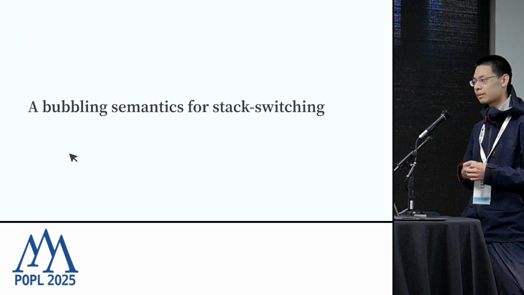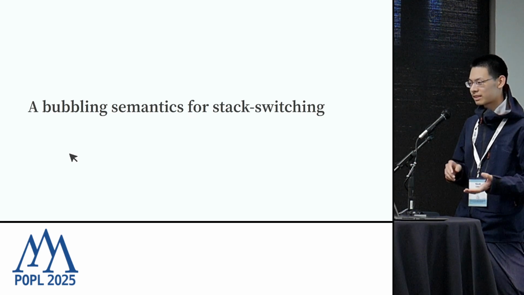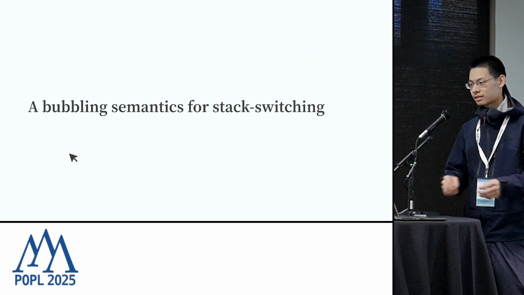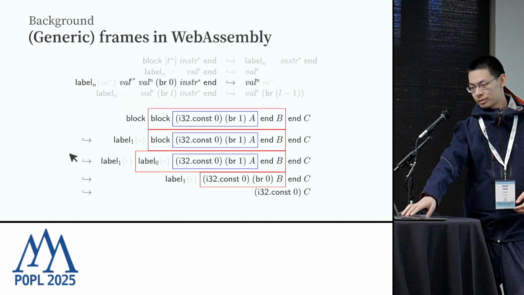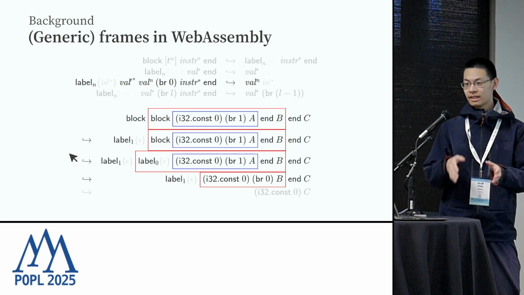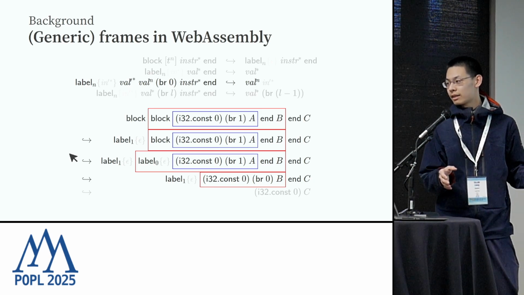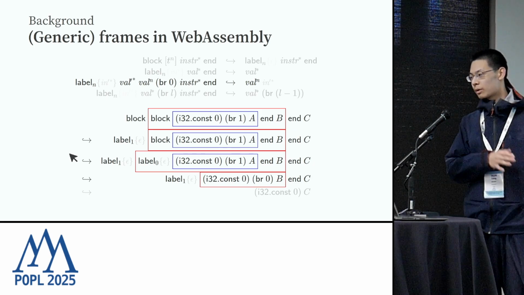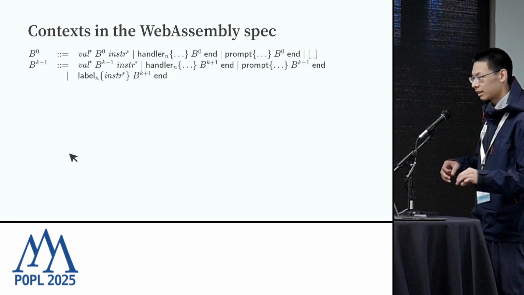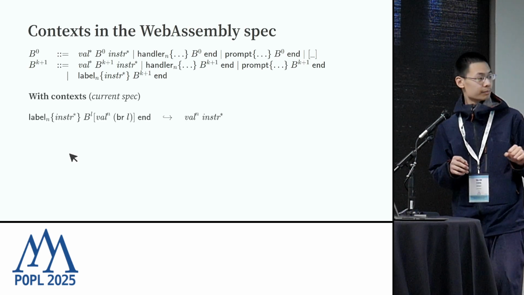The way that I implement stack switching is a way that I call a bubbling semantics. The bubbling semantics is just like the semantics of the branch instruction that I introduced before. The branch instruction escapes from the innermost frame all the way out to the outermost frame that it needs to escape, one by one. So it's bubbling. But the original proposal defined the semantics in a different way, which is defined in context.